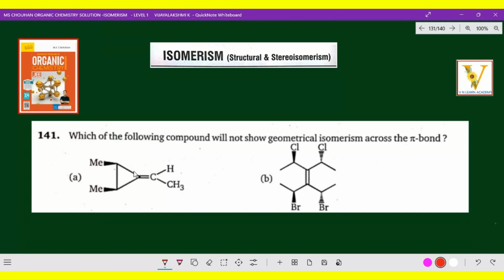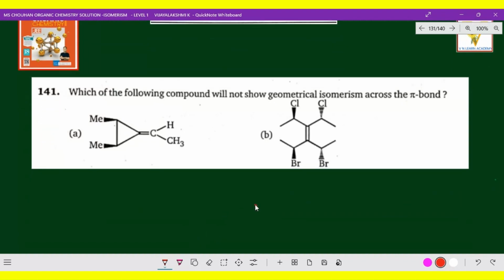Now, one more idea I bring for you. For example, C double bond C, with compound A and compound B on this side, and compound A and compound B on this side. This is possible to show geometrical isomerism. Why? Because different groups or atoms are attached to the adjacent carbons of the pi bond. So they are asking which will not show geometrical isomerism. Let us check. So here, only C double bond C is available.